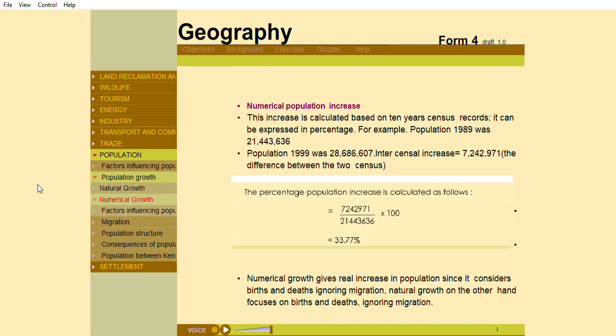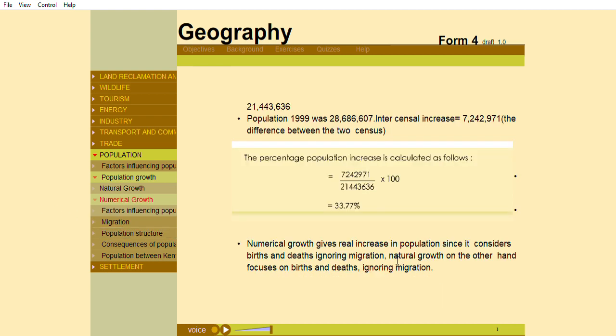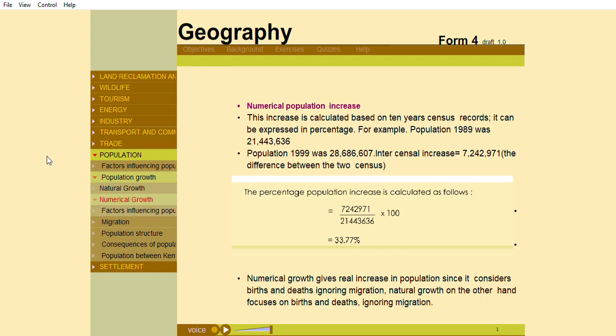Numerical population increase. This increase is calculated based on 10 years census records. It can be expressed in percentage. For example, population 1989 was 21,443,636. Population 1999 was 28,686,607. Intercensal increase equals 7,242,971, the difference between the two censuses.